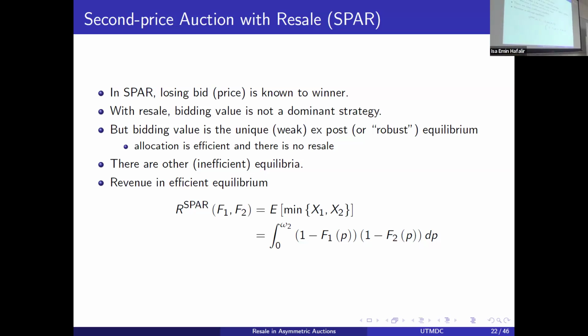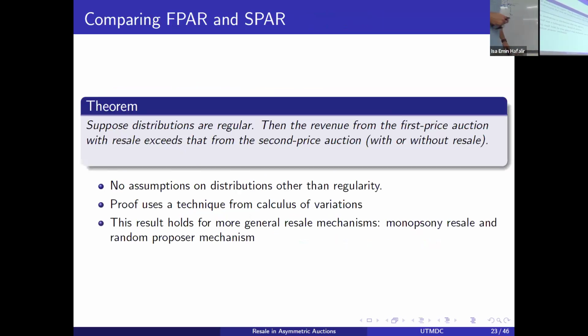Now let us go to our main result. I'm going to give you the general proof first, but then I will give you a less general and analytical proof later. Okay, so what's the result? The result is we don't have to assume anything other than the regularity of the distributions, which is a mild assumption. So suppose that both distributions are regular, then it turns out that the revenue from a first price auction with resale exceeds that from the second price auction with or without resale.